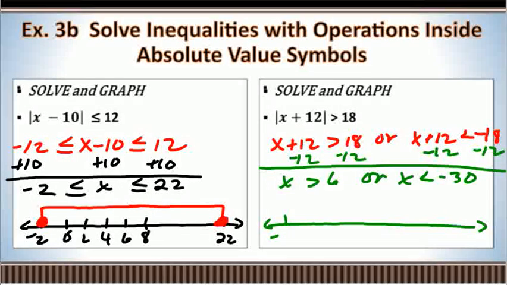So I have a -30 here. We'll have 0 over here, and then 6 here. I have an open circle on -30. Less than means it goes to the left. Open circle on 6. Greater than means going to the right.